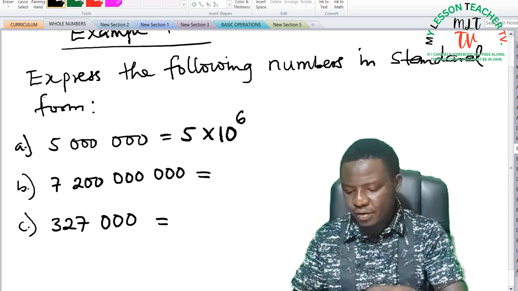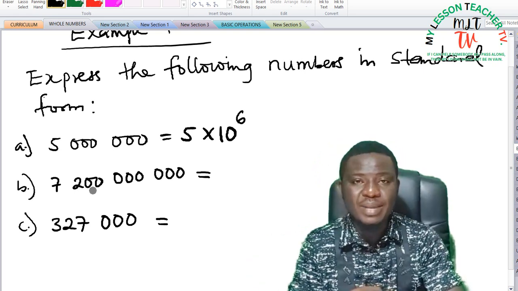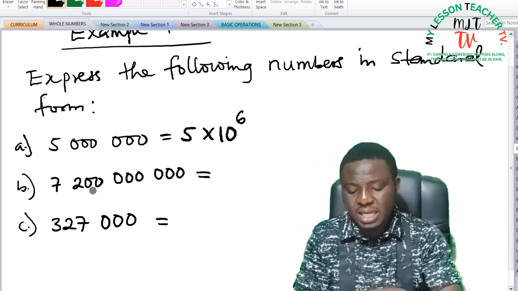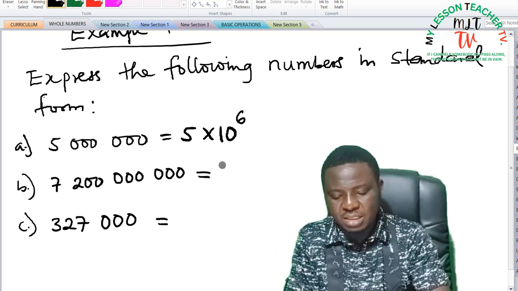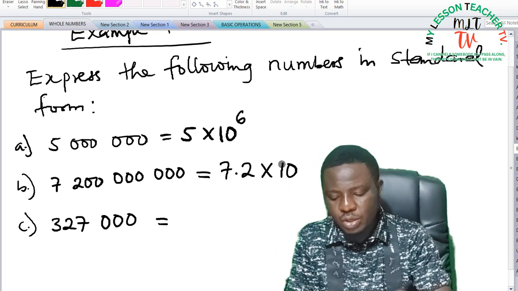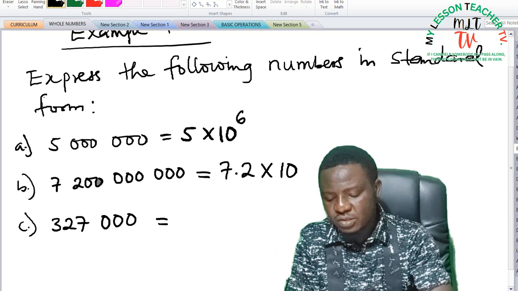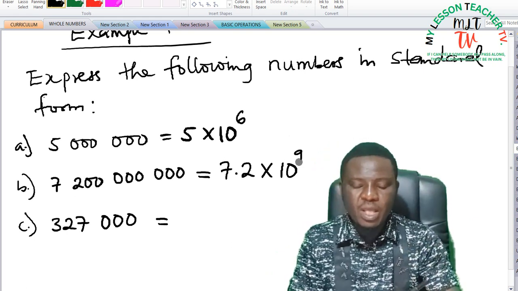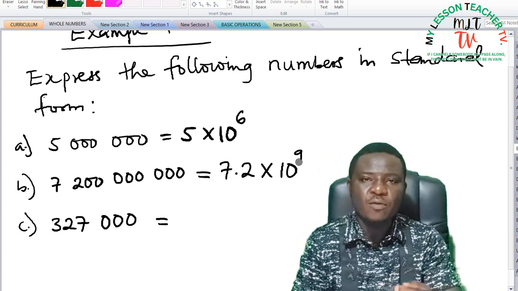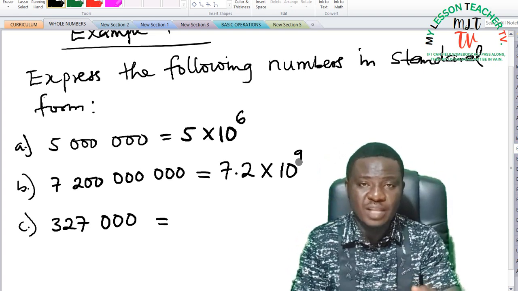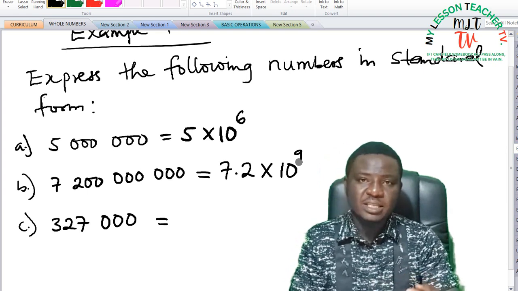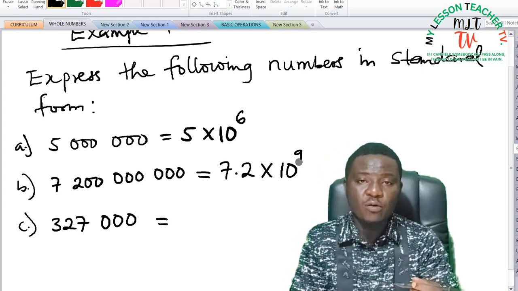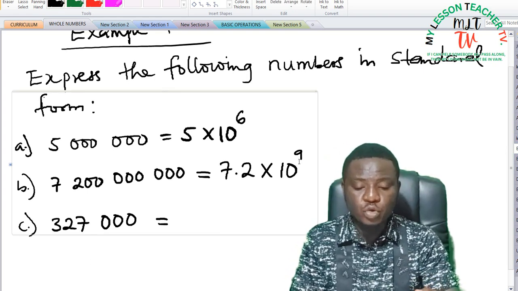Also, we have 7 billion 200 million. So this can be expressed as 7.2 times 10 raised to the power of 1, 2, 3, 4, 5, 6, 7, 8, 9, so 7.2 times 10 raised to the power of 9. Now I had to express it as 7.2 times 10 raised to the power of 9 as against 72 times 10 raised to the power of 8.